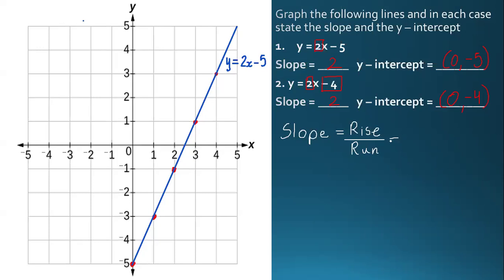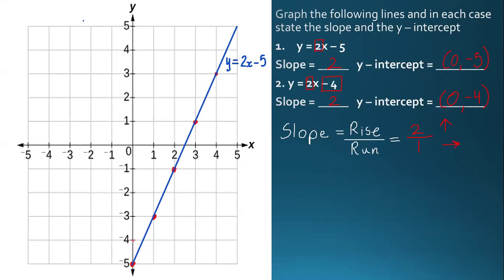Remember, our slope is equal to 2. So what is our rise? 2. Our rise is 2. What is our run? 1. That means that we go up 2, and we go across 1. Very good. So we're gonna start at the point (0, -4).